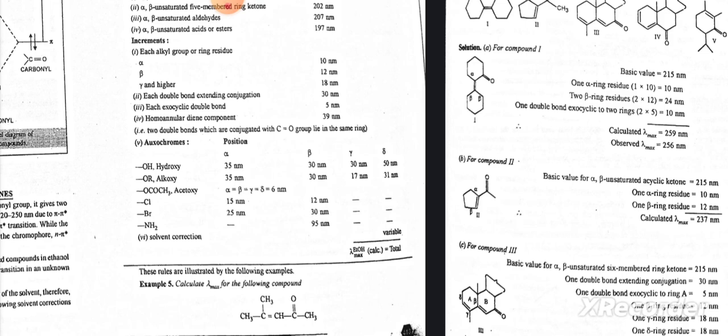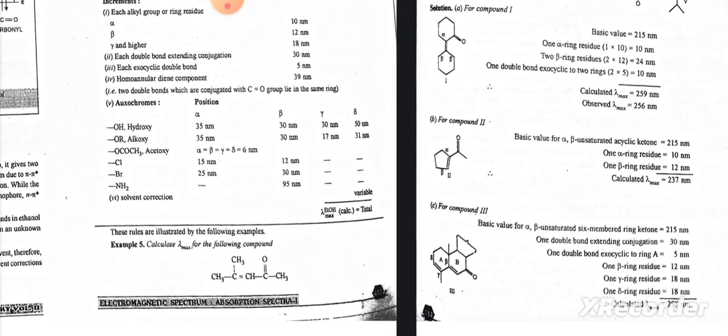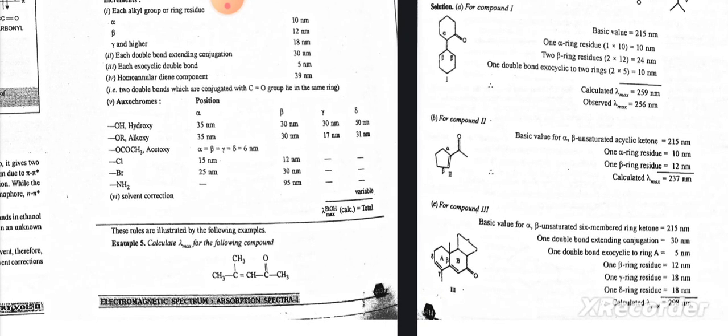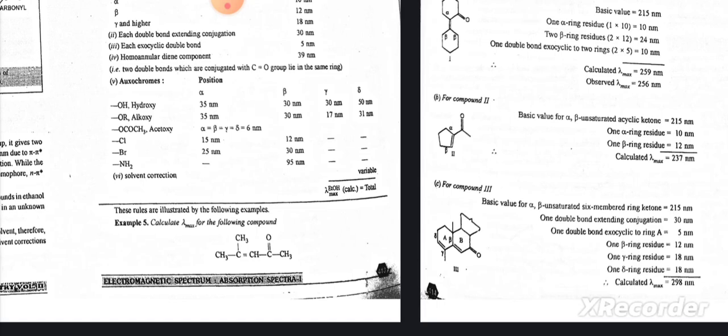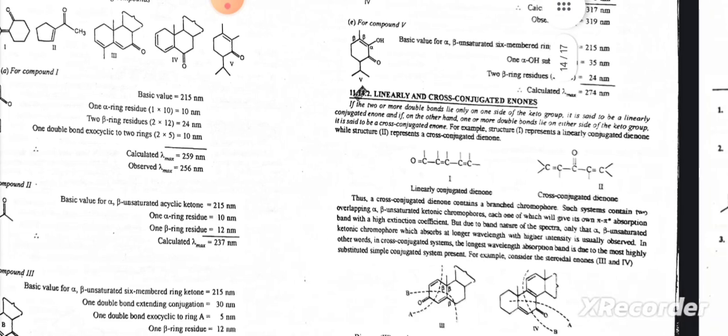Each exocyclic double bond 5 nanometer. Homoannular diene component 39 nanometer. Auxochromes at alpha position 35 nanometer, at beta 30 nanometer, gamma 30 nanometer. Auxochromes like hydroxy, and at delta it would be 50 nanometer. These rules are illustrated by the following examples which are given below.